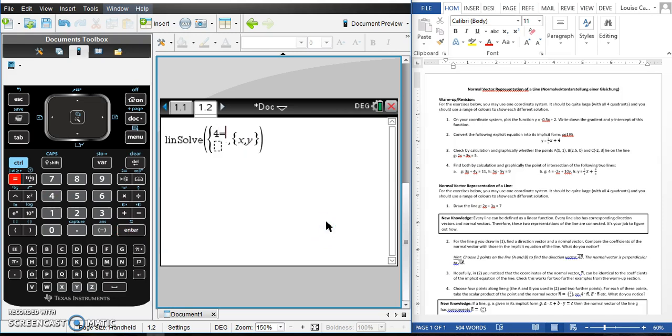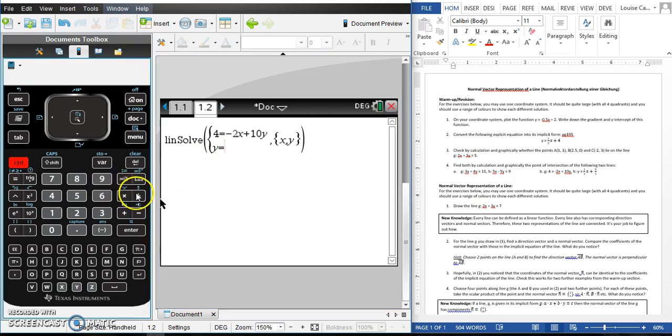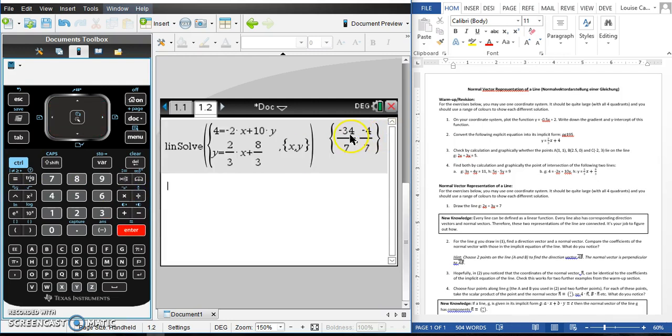So the first one is 4 is equal to minus 2x plus 10y, and the second one is y is equal to, control, enter my fraction, 2/3 x plus 8/3, again with a fraction. Enter, and you see here, this is the value that comes out for x, minus 34/7, which of course you can convert to a mixed number, and this is the value that comes out for y. So then we've done the warm-up.